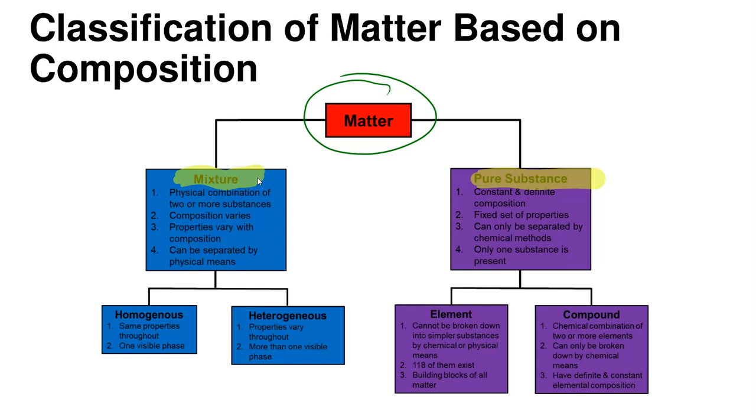A mixture is a physical combination of two or more substances. There's no chemical interaction here. So because it's a mixture, the composition of a mixture varies. And because the composition varies, because there are different substances inside, the properties also vary.